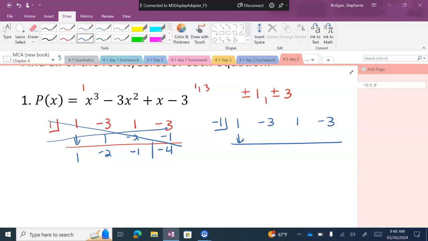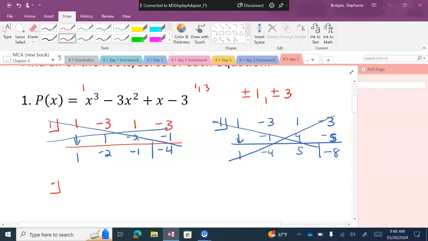Does negative 1 work? Whoops. That one doesn't work either, does it? Okay. So positive 1 didn't work. Negative 1 didn't work. What should I try next? 3?